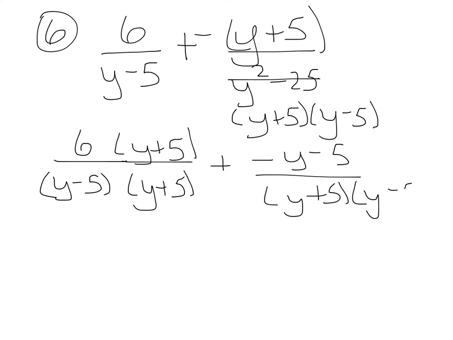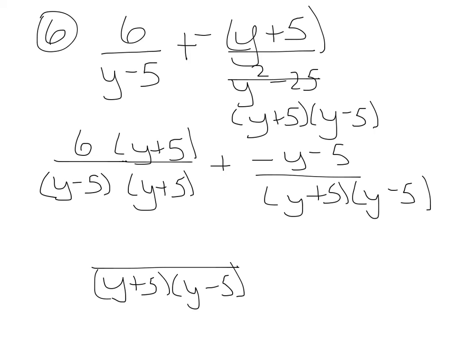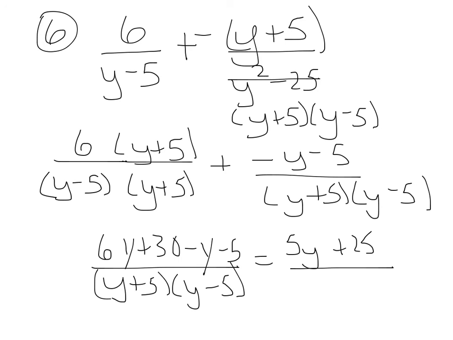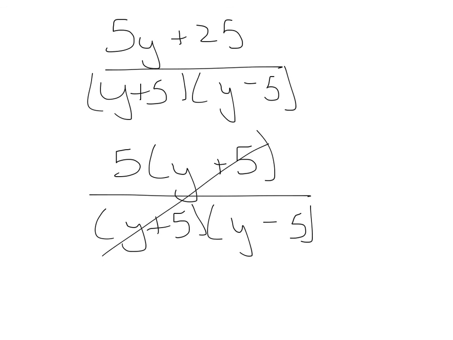Now I have a common denominator, so for my answer I can write my common denominator and combine the numerator. I'll have 6y plus 30 minus y minus 5, which if I combine the terms in the numerator will give me 5y plus 25 over y plus 5 times y minus 5. Of course, I can factor the numerator and cancel the y plus 5s, leaving me with 5 over y minus 5.